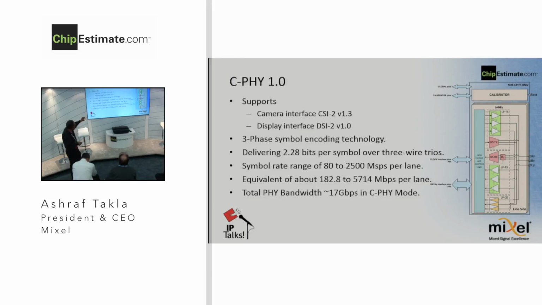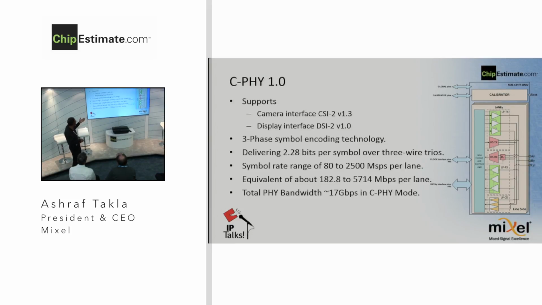The C-PHY version of this is what we are looking at here. It also supports camera and display. The C-PHY is a 3-phase symbol encoded PHY, which means that really you don't have to have a classical or traditional CDR to recover the clock. Basically, you're just detecting the edges, so you can save a lot of power and at higher data rate.